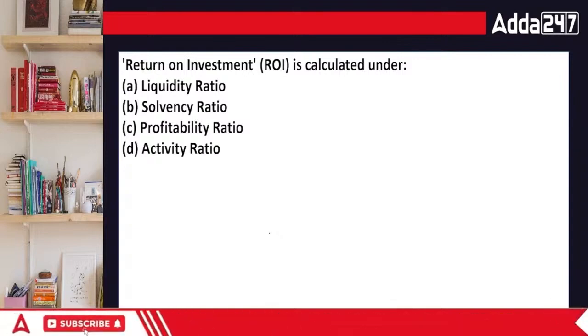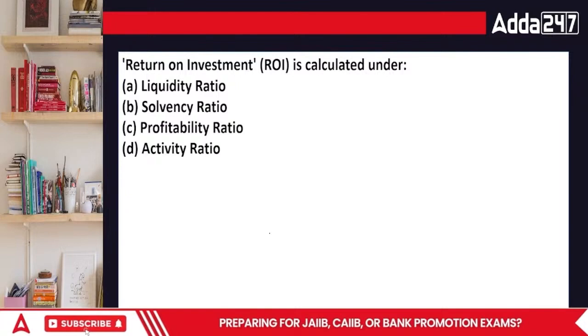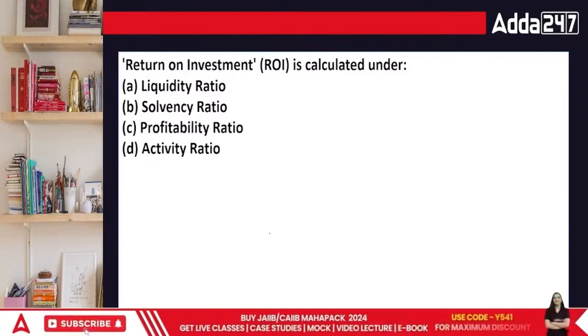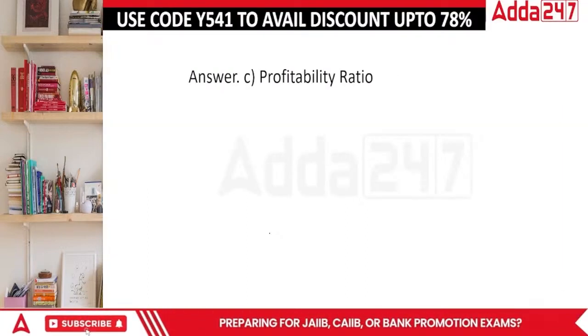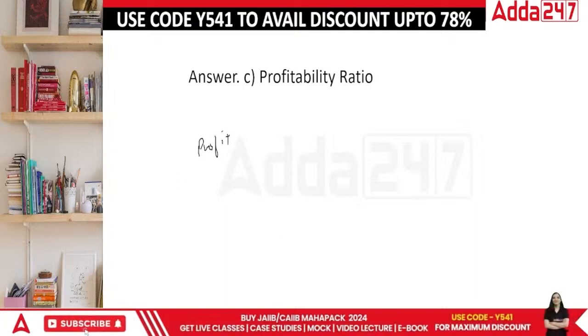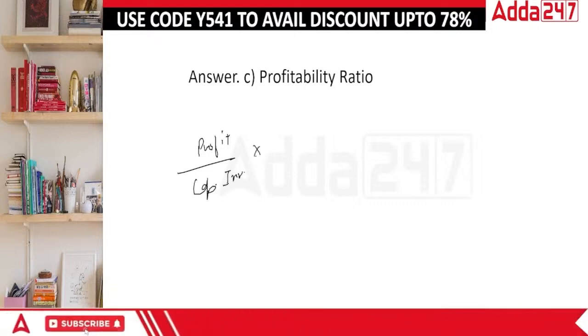What would be the answer, everyone? Liquidity, solvency, profitability, or activity? The answer in this case is ROI. ROI is based upon profitability, everyone. ROI is basically your profit divided by the capital invested multiplied by 100.